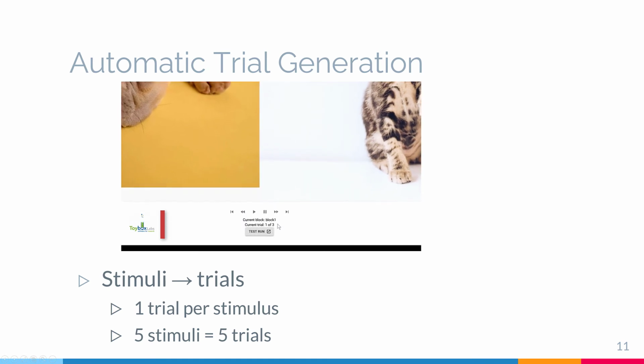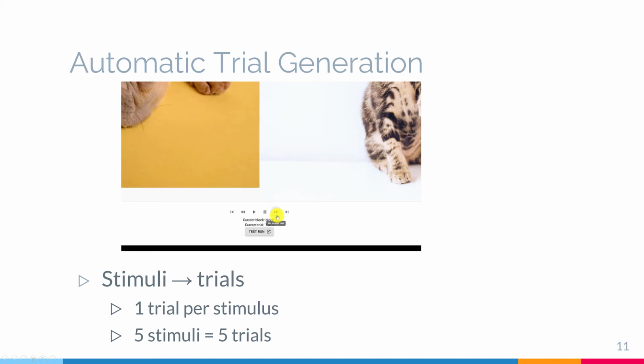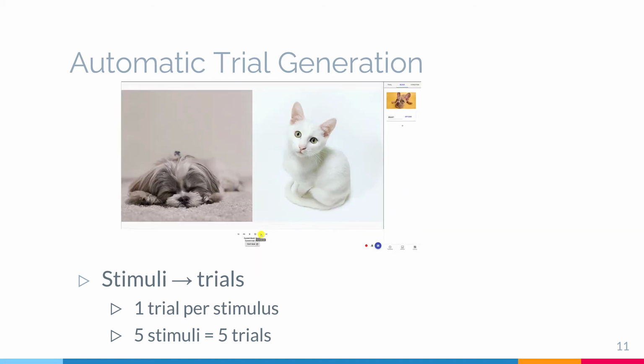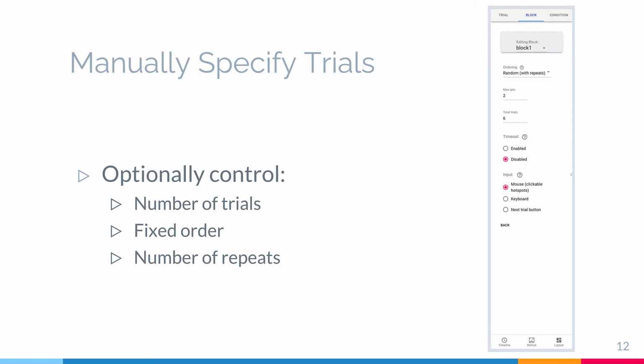Trial 1, Trial 2, Trial 3. Automatic trial generation is a great way to save time. But of course, sometimes you'll want to have full manual control, and that's no problem. You can specify all or some of the following options: number of trials, fixed order, and number of repeats. That gives you the freedom to specify exactly what to display, trial by trial.